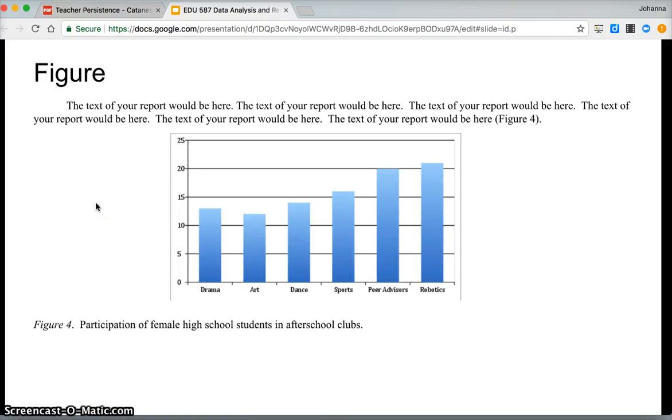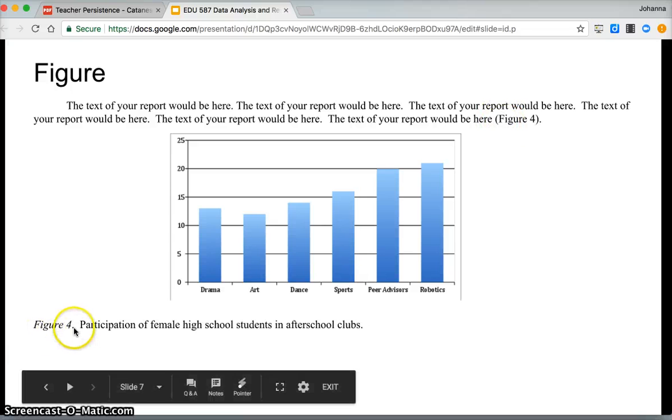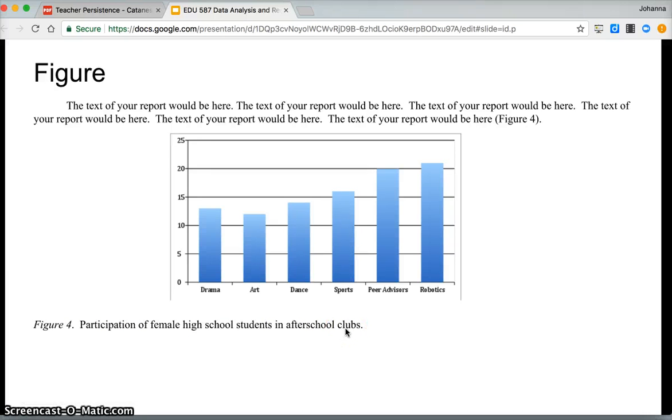A figure is a chart or a graph of some sort. And again, the narrative would be up here. You'd reference that it's coming, then italics for figure 4, whatever number they go sequentially, and then it is not italicized for the title of that figure. So hopefully this will provide some orientation for you as you are thinking about how to present the results section for your report.